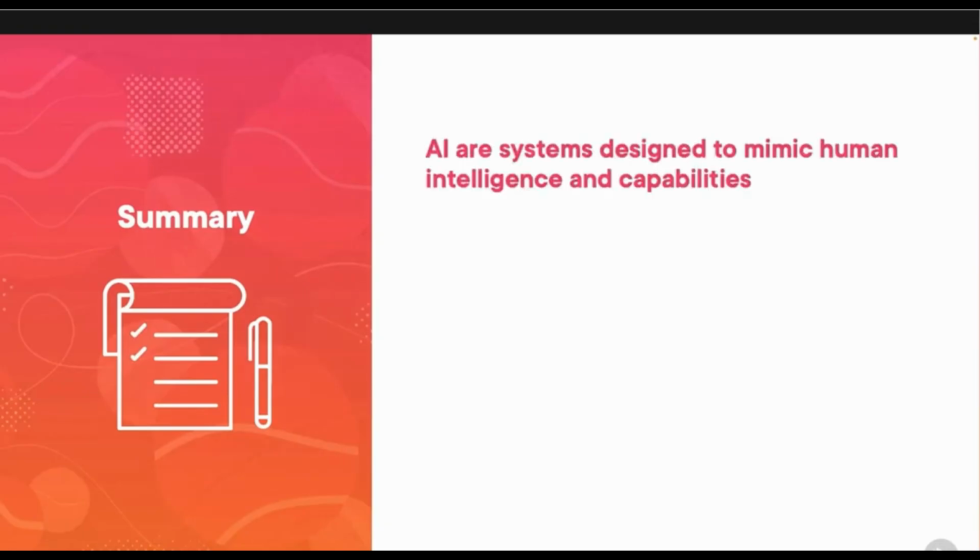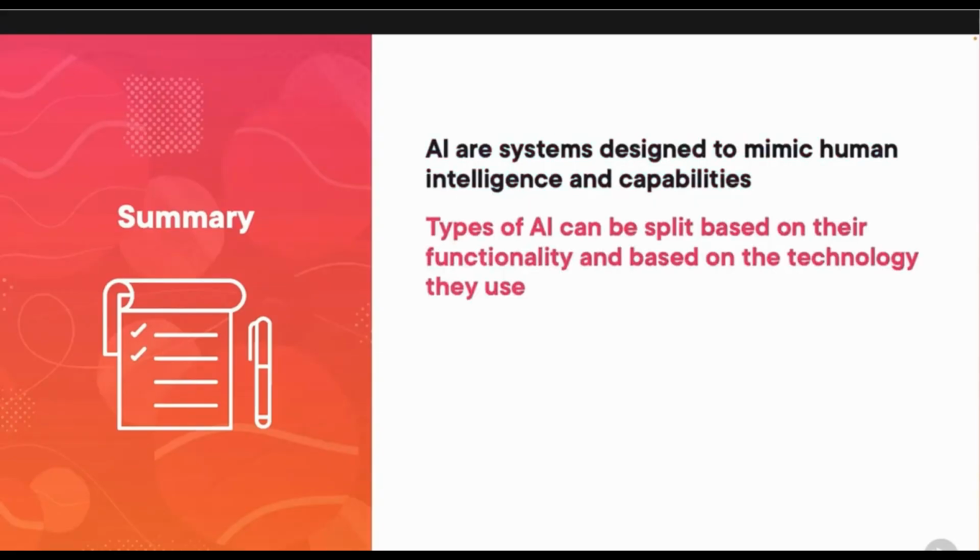So what have we learned in this module? We've learned that AI refers to systems or machines that mimic human intelligence and capabilities to perform different tasks, and can iteratively improve themselves based on the information they collect. The types of AI are split based on two things: functionality and technology. Under technology, you have things like narrow AI, general AI, and super AI. Whereas under functionality, you have systems like reactive machines, limited memory, theory of mind, and self-aware.